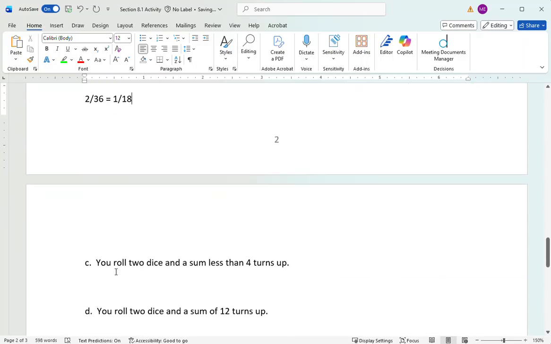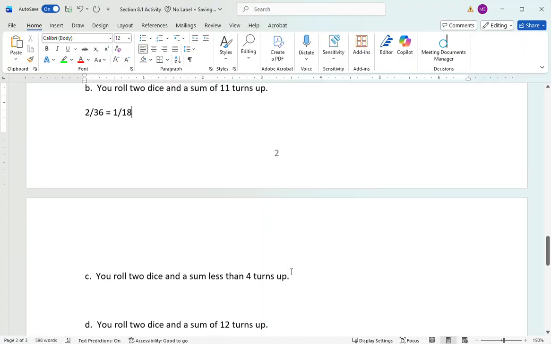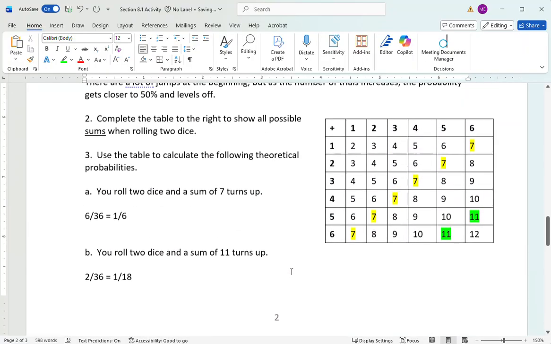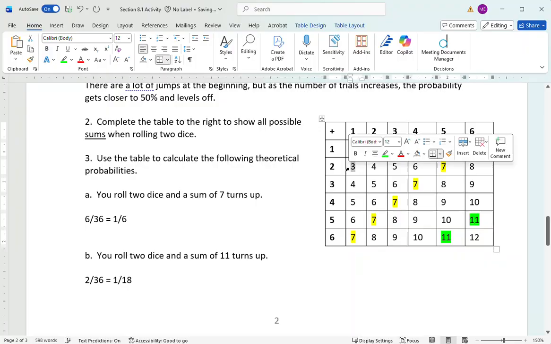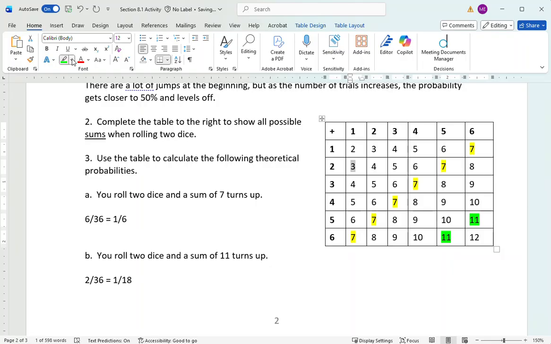Our next question is you roll 2 dice and a sum less than 4 turns up. So less than 4 means that it can't be 4. It could only be 3 or 2. So I'm going to highlight those in my table. The language here is important. If it said 4 or less, then I could include 4. But it's not 4 or less, it's less than 4.